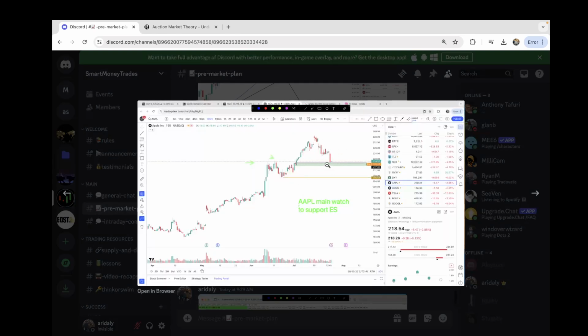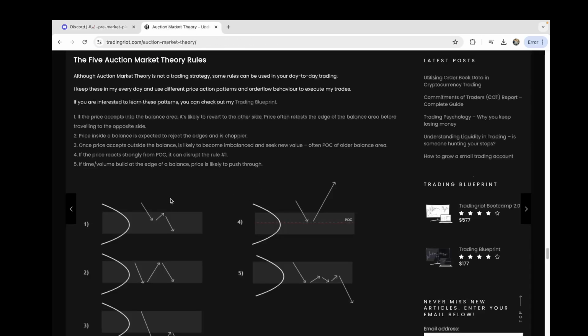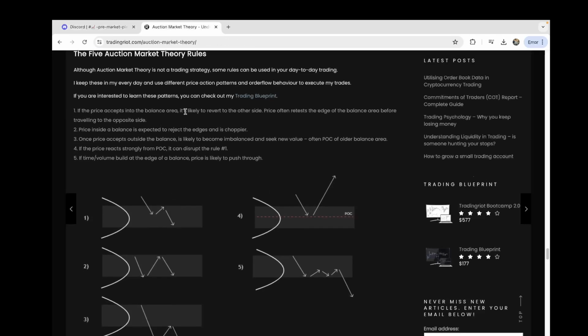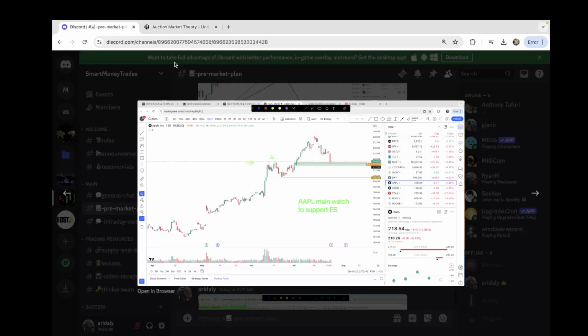So if we got back under, it's the same thing. Look at this, and then look at right here. Price acceptance in the balance area is likely to revert to the other side. Apple is one of the top weighted equities in the S&P, so if we got back under that, that's obviously not good for the S&P. So I use that analysis as well. It's the same exact thing, right? Balance, you get back under it, it should gravitate towards that low.